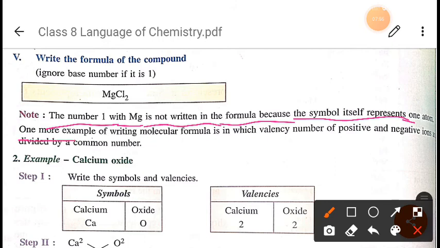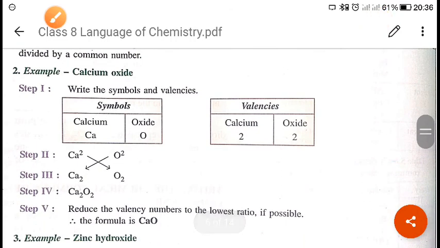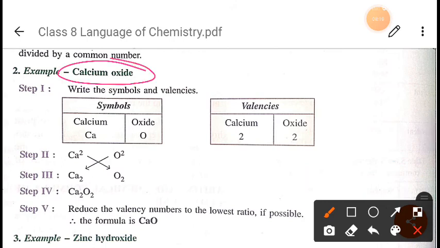Now one more example is given of writing a molecular formula, in which the valencies of the positive and negative ions are divided into two groups. As you can see, calcium oxide: the symbol of calcium is Ca, and oxide is O, the oxygen. The valency of calcium is 2, and the valency of oxide is also 2, right?